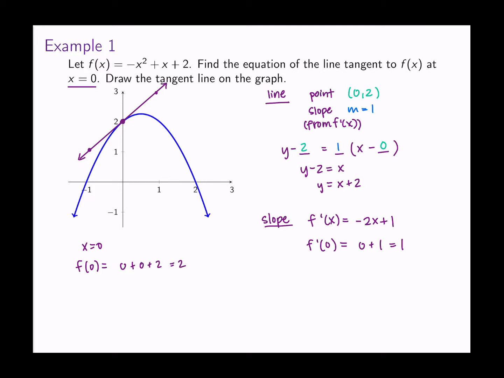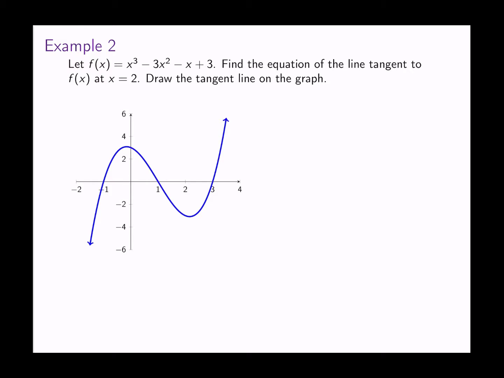All right, let's do another example. This time we have a cubic. We want the equation of the line tangent to the graph at x equals 2. So x equals 2 looks to be about right here, about that point. I want the slope of the tangent line through that point I've just graphed.